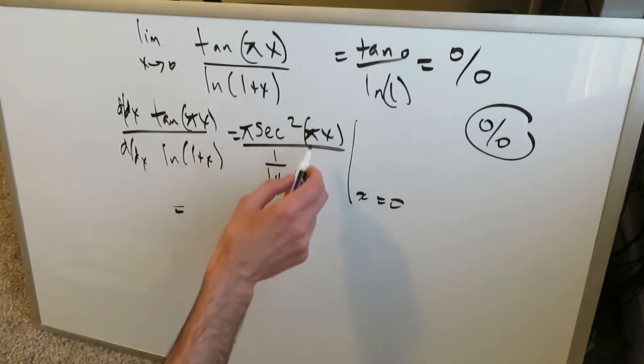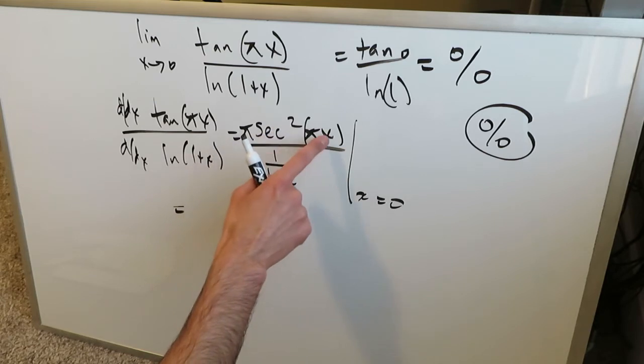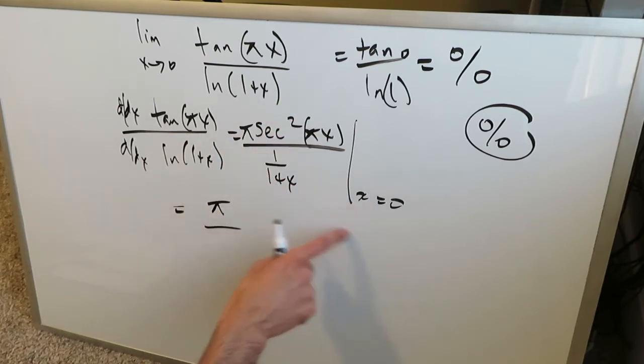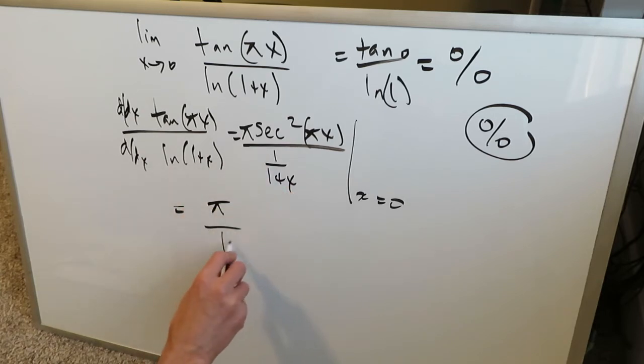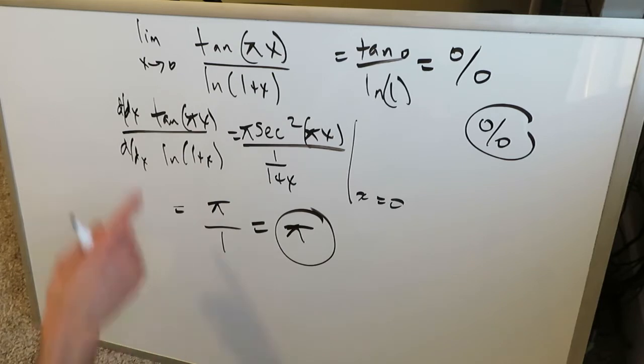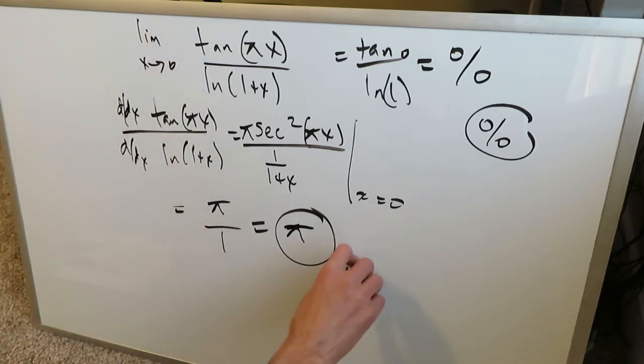If you put 0 in place of x, we get secant square of 0, which is just a 1. On the numerator, we get a pi. In the denominator, we put 0 over here, we get 1 over 1, which is 1. And our final answer for this function, as x approaches 0, this function will approach pi, and pi will be our right answer.